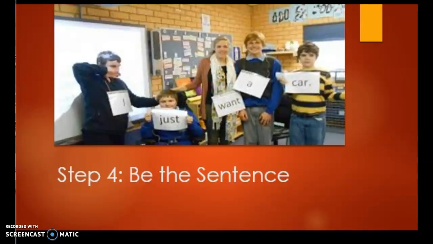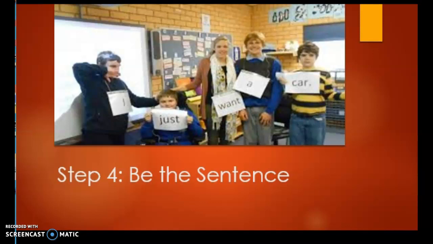Step number 4, or day 4, is called Being the Sentence. So this is kind of a fun game almost. What you would do is take each student's sentences, or just a few sentences, and kind of turn this into a game. So you would write each word of the sentence on a piece of paper, and then you would collect that many students to come up to the front of the classroom, as many students as there are words in the sentences.